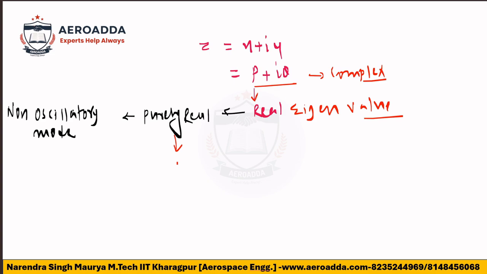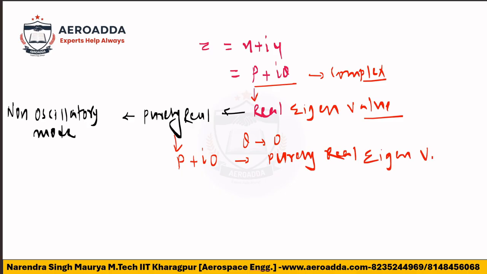That I have told you: if it is purely real, I have to say p is the purely real plus I should say i zero. There is no q, meaning q, the imaginary part, is zero. It becomes a purely real eigenvalue. Please listen carefully.